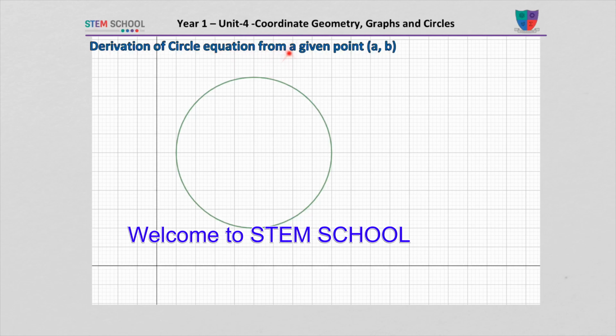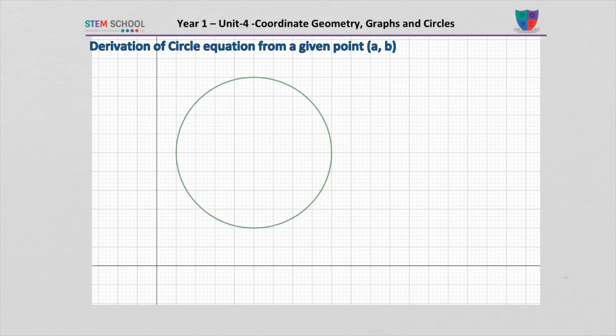Derivation of circle equation from a given point. If you have a line drawn from the center of the circle to the circumference at point x and y on the circumference, and the center of that circle is x is A and y is B.